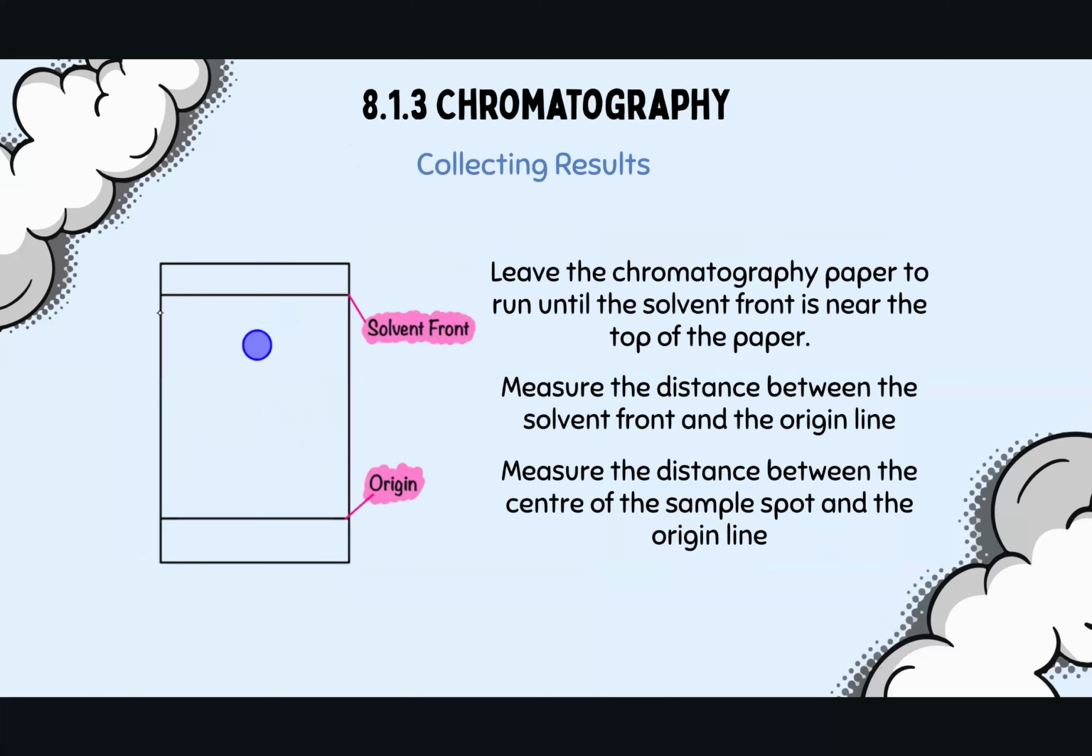Okay, now how to collect results. Leave the chromatography paper to run until the solvent front is near the top of the paper. So what we're doing here is we're allowing the water to rise up until it reaches this line, until it reaches quite high up. And we call that the solvent front. Now you measure from the origin line up to the solvent front, and you measure from the origin line to the middle of the ink spot, to the height it has risen up to.